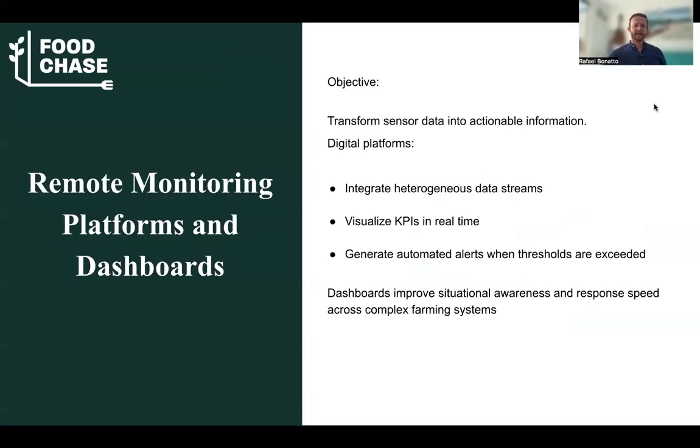The next slide is related to remote monitoring platforms and dashboards. The objective of this module is to clarify how to transform sensor data into actionable information through digital platforms that integrate heterogeneous data streams. You have different heterogeneous data streams of soil, water, production line into one stream that helps you take a decision in real time, helps you visualize key performance indicators in real time, like I said before, and generate automated alerts when thresholds are exceeded.